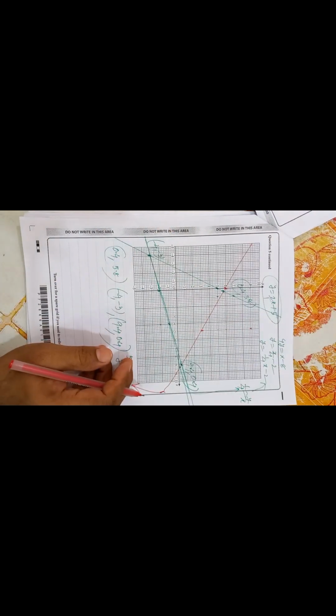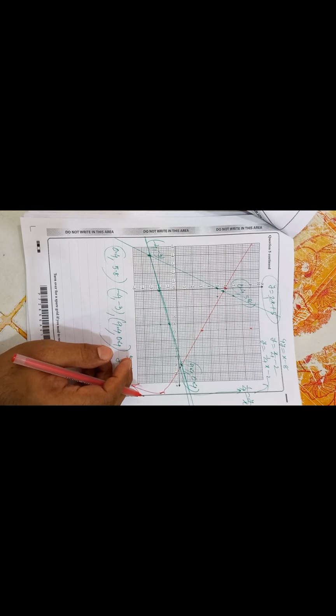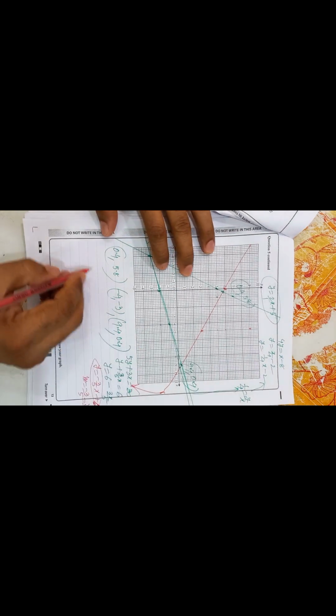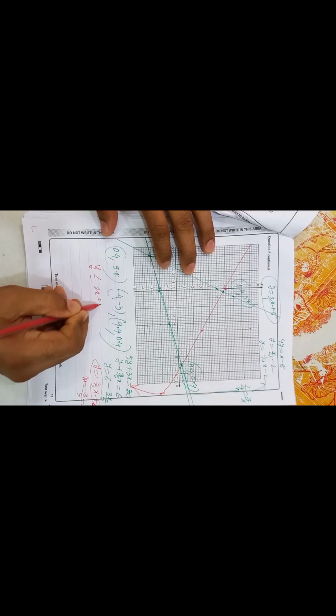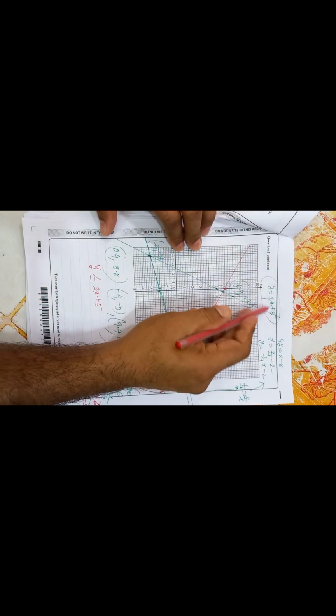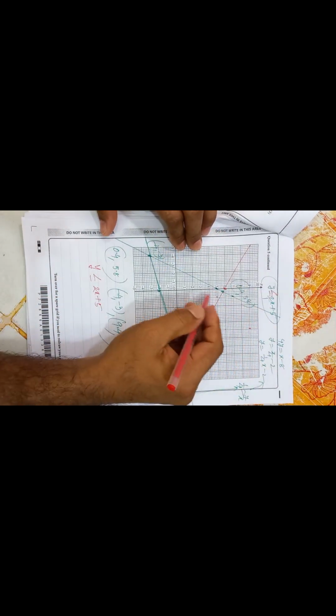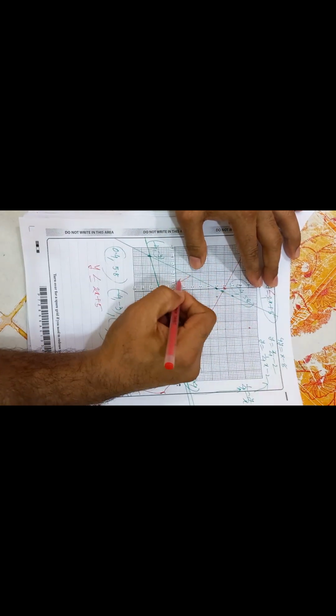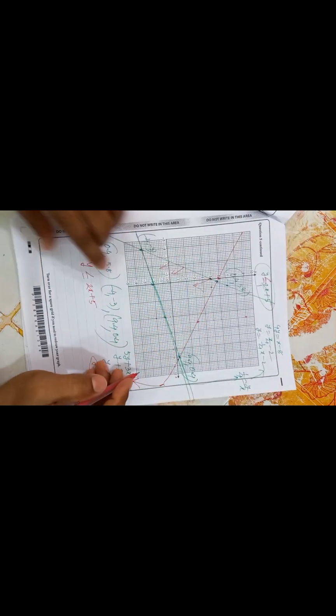So what should I do? They said for all, y less than or equal to 2x plus 5. Why is it less than or equal to 2x plus 5? Less means if I stand on the y axis, less is below. So below means it is coming here.